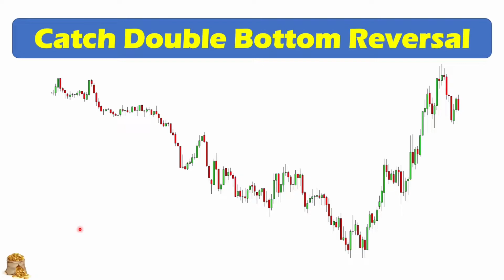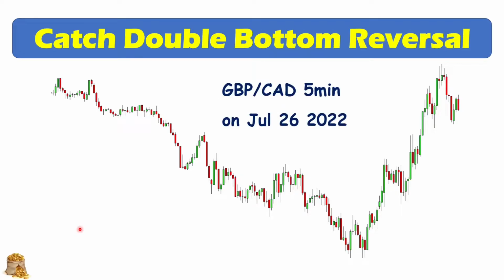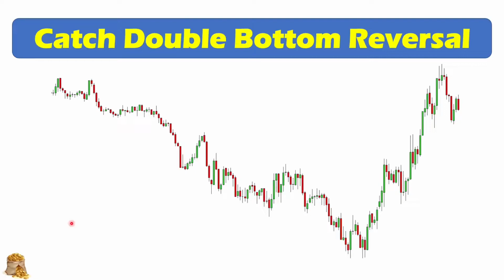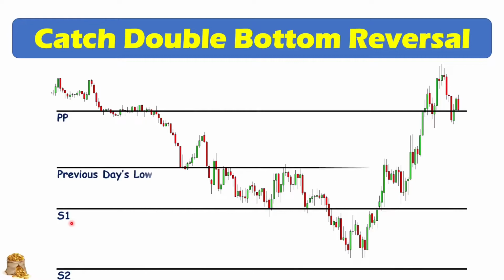We also have other patterns. Here's an example of the double bottom reversal, and the chart is the GBP CAD 5 minutes on July the 26th, 2022. Let's have a look. First, let's do some basic analysis. We have drawn all the lines, the important levels on the chart, and also we figure out the London Open.